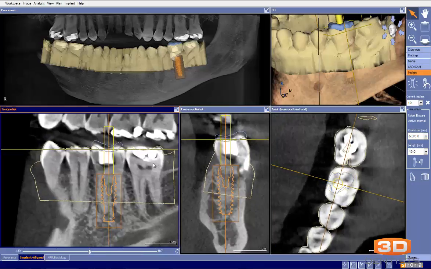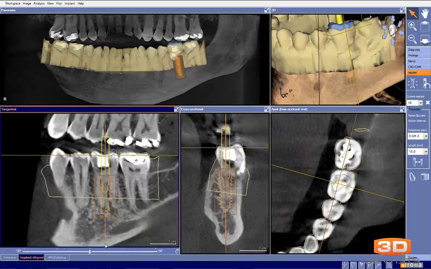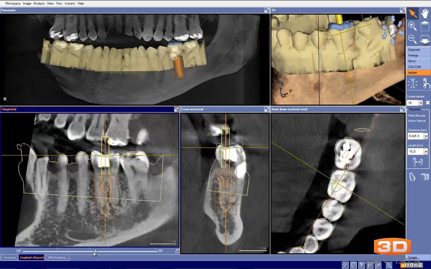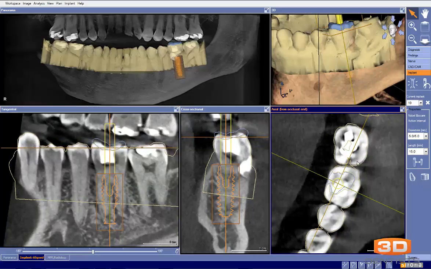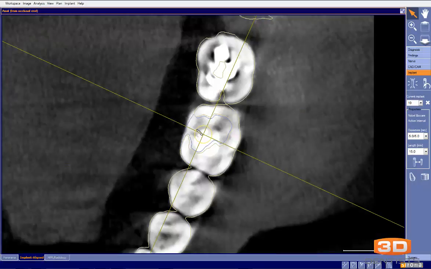Continuing to move forward, our vital structures: we can see our nerve is way down here, allowing us to go with the 15 millimeter implant. The next step would be occlusal plane. Our occlusal plane looks pretty darn good right here. And in looking at our occlusal table, we can see that there is more room here.